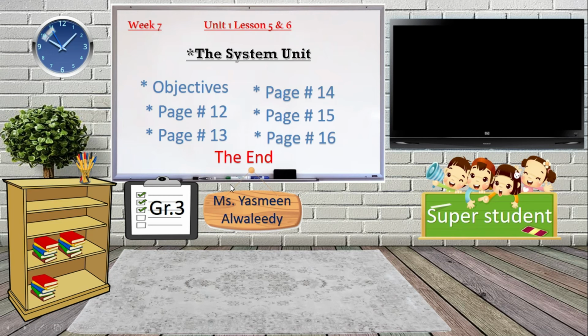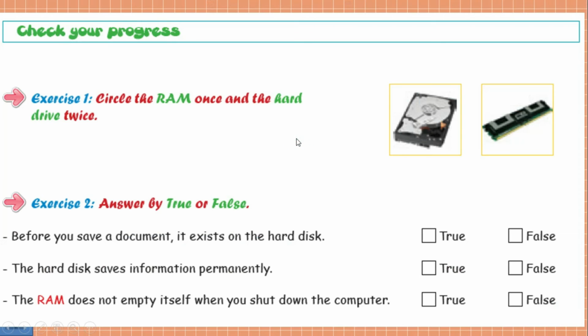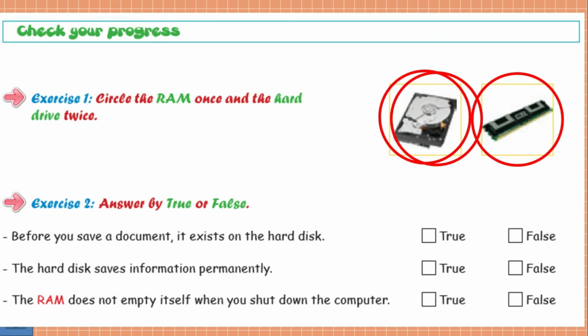Okay, we now have an exercise. We will solve it together. Look here. Exercise number 1. Circle the RAM once and the hard drive twice. Where is the RAM? Where is the hard drive? Of course, you know this is the RAM and this one is the hard drive. Two circles here, one circle here. Easy.